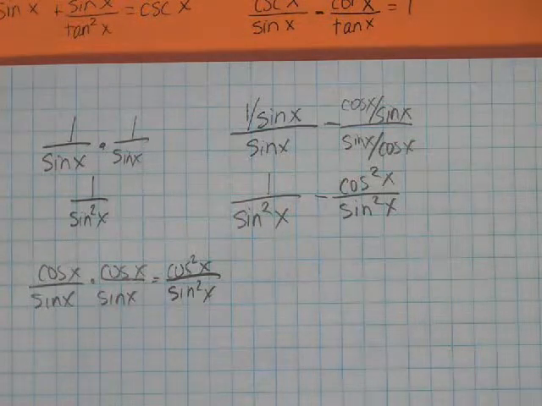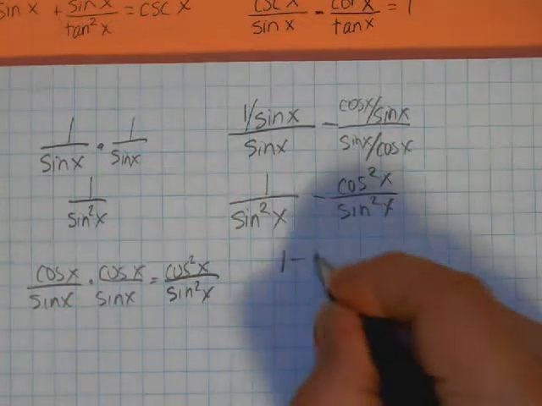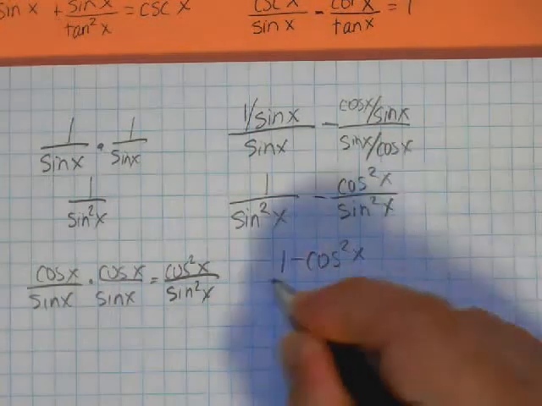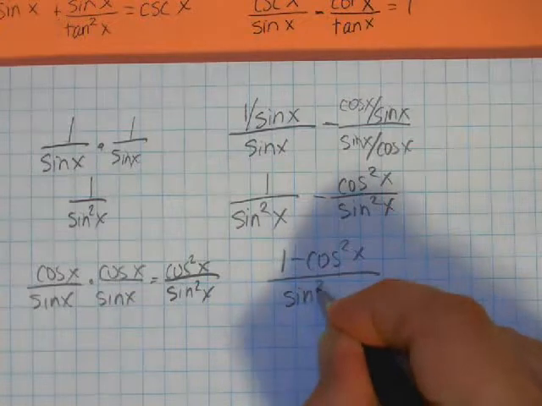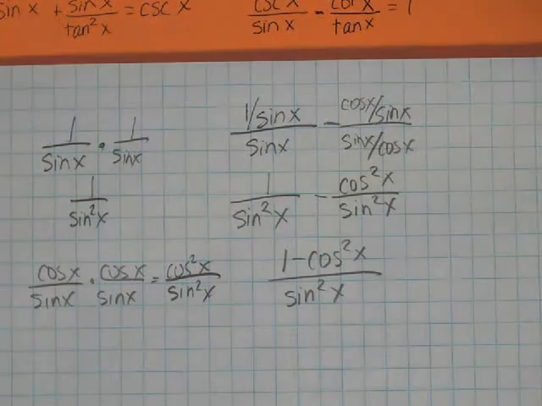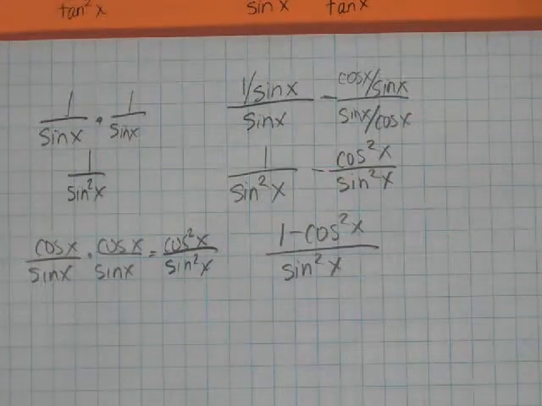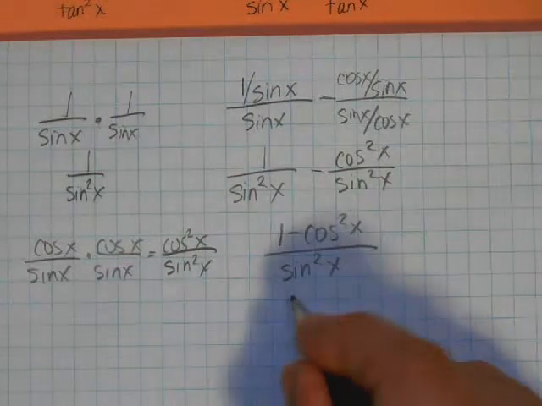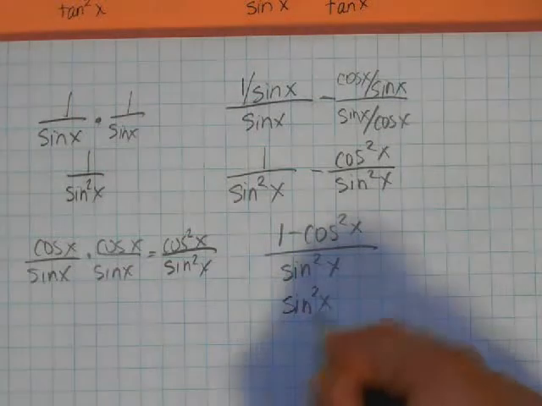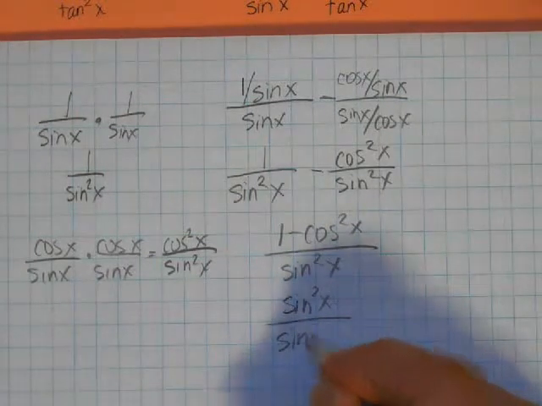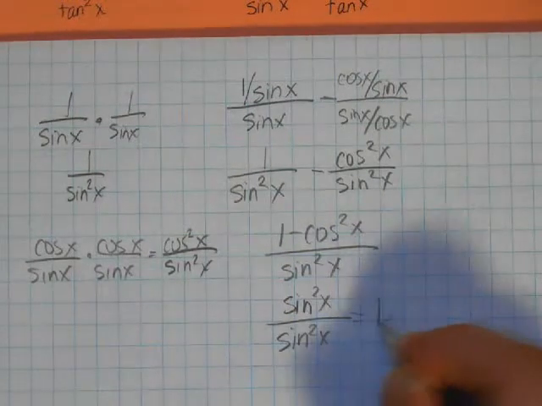Since we now have a common denominator, we can combine the fractions. From our previous problems, we know that 1 minus cosine squared is sine squared. And sine squared divided by sine squared is 1.